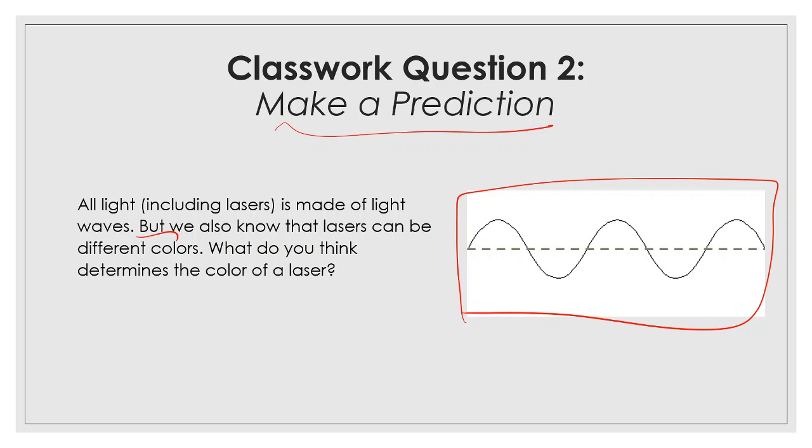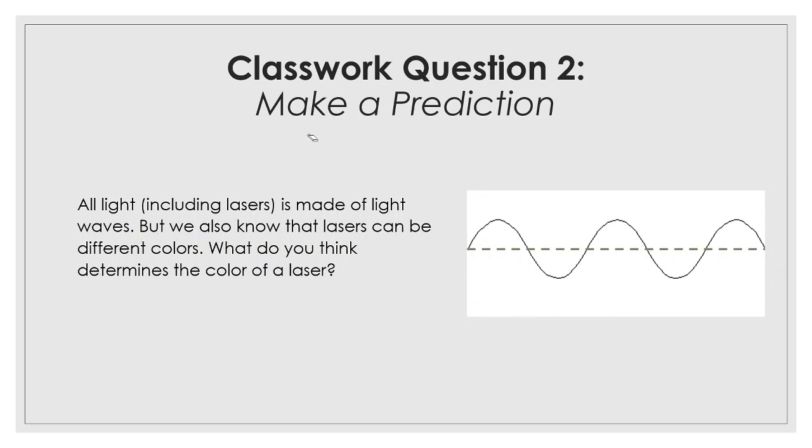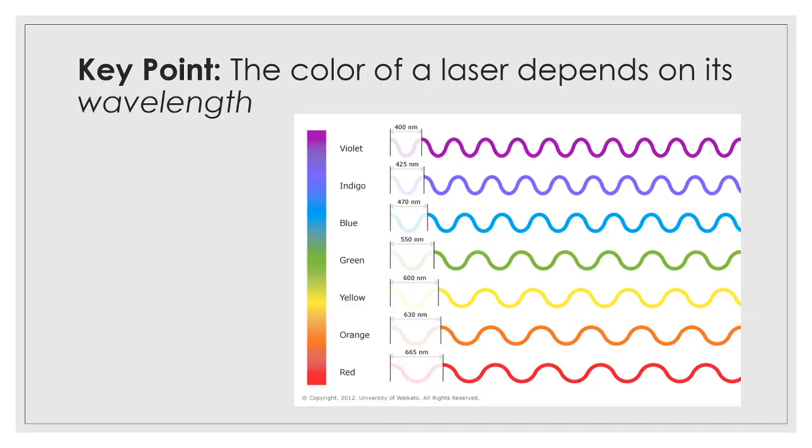Alright, go ahead. Hopefully you're bringing the video back again. We're going to go through the answer to this because this is a very major idea for today. Why do different lasers become different colors? Well, here we go. Big key point. The color of a laser depends on its wavelength. You know what wavelength means now, so that should make sense to you.